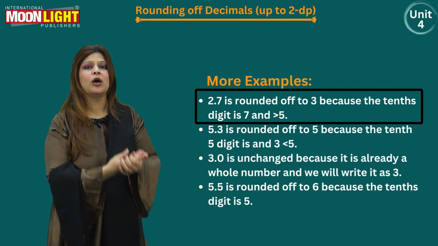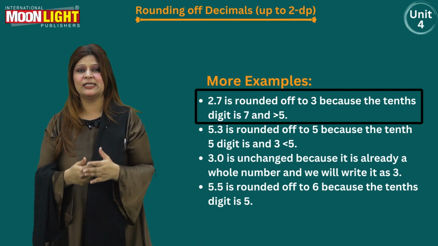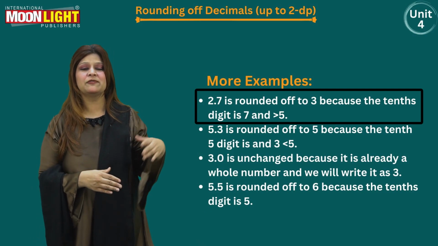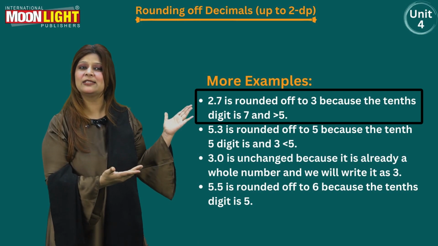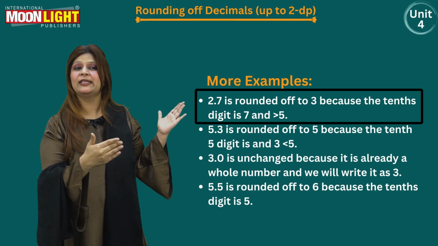Here are some more short examples. 2.7 is rounded off to 3. Why? Because the tenths digit is 7 and 7 is greater than 5. So that is why we are going to add 1 to the number 2, so that the answer will be 3, as we are going to ignore the decimal point and the decimal places as well.